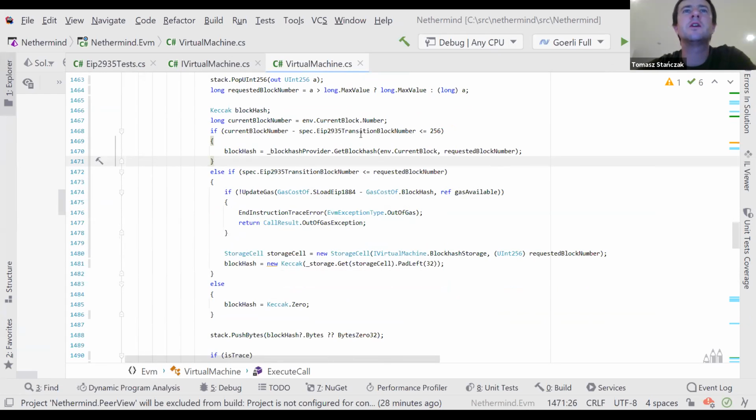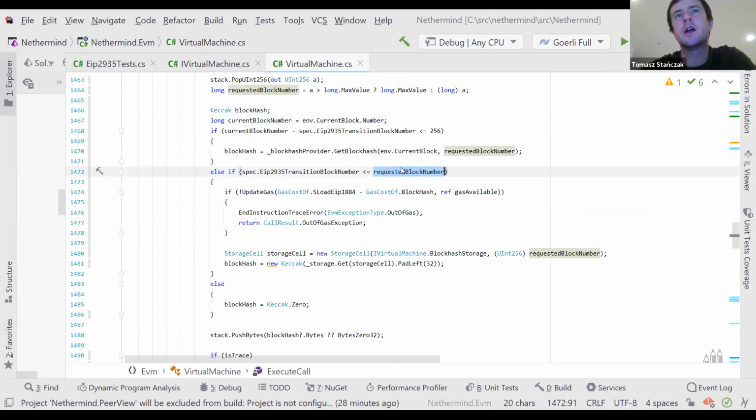So generally, depending on three numbers, the current block number, the requested block number for the hash, and the transition block for EIP-2935, we define the behavior. If we are within 256 blocks from the transition, then because we haven't yet filled all the historical block hashes that we could normally ask about with the block hash opcode as it is now, we behave the same way as the block hash behaved before. So we have access to the block hashes for the last 256 blocks, and we ask about this requested block number.